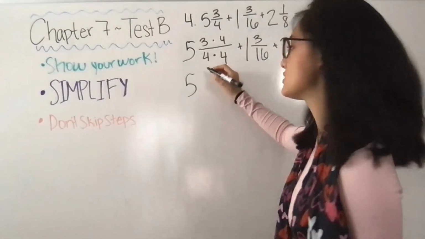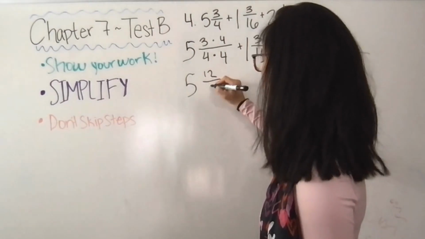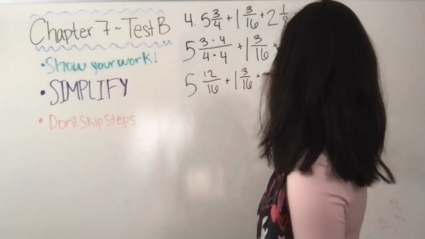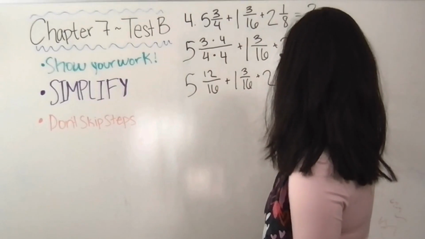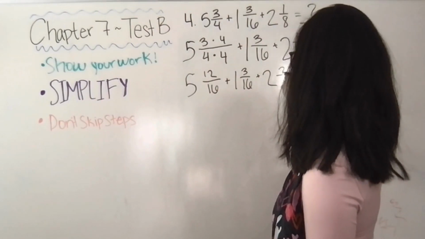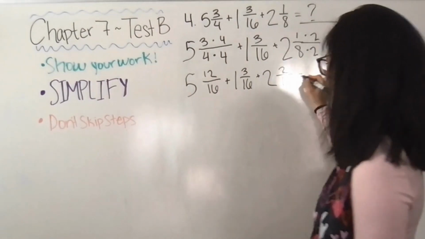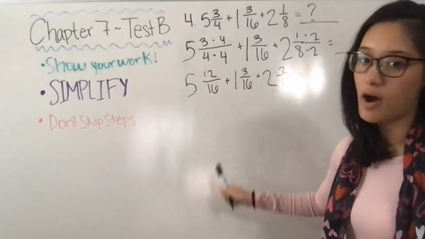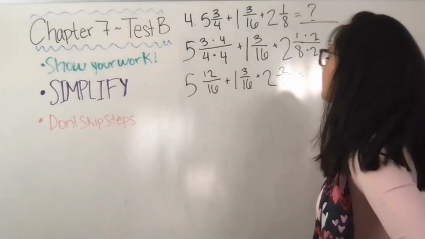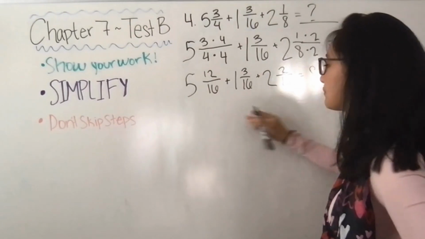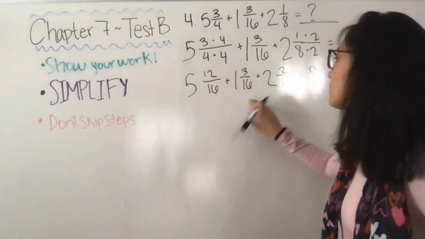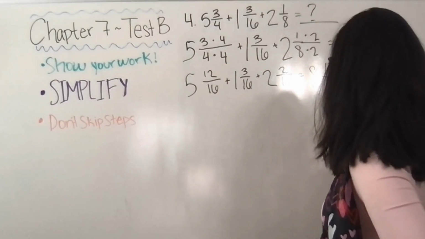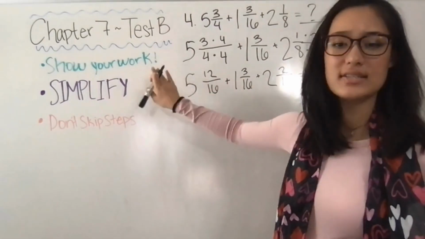3 times 4 is 12. 4 times 4 is 16. Plus 1 and 3/16 plus 2. 1 times 2 is 2. 8 times 2 is 16. Now you can add them up. Add up your whole numbers. Don't leave them off. Make sure they're in every step. 5 plus 1 plus 2 is 8. 12 plus 3 is 15. Plus 2 is 17. So you have 17/16. Now, you have to simplify.